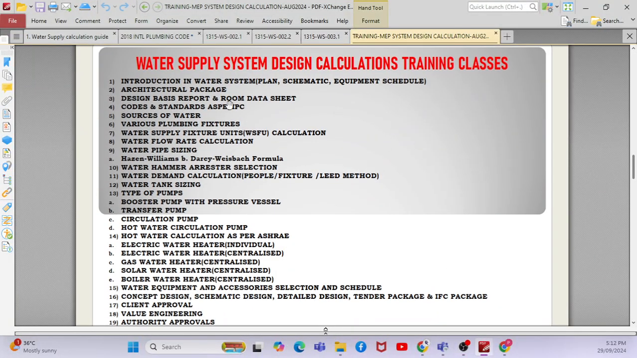Today we will just wrap up the water supply calculations. Whatever we have seen before, since the last one and a half months, right?